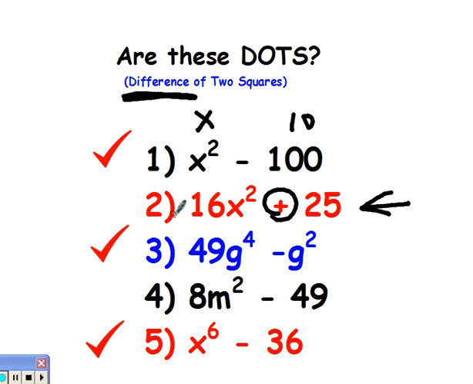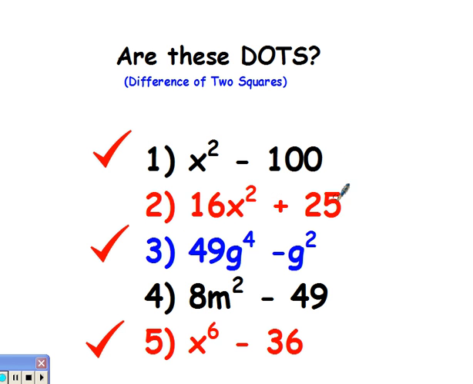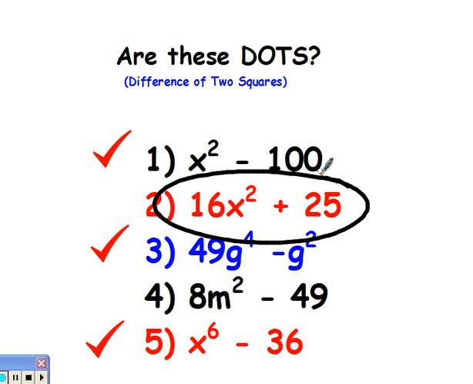Not only is a sum of squares not special, normally it can never be factored. The only way it can possibly be factored is if there happens to be a greatest common factor or some common factor that you can factor out. But most of these don't have it, so this is not factorable.